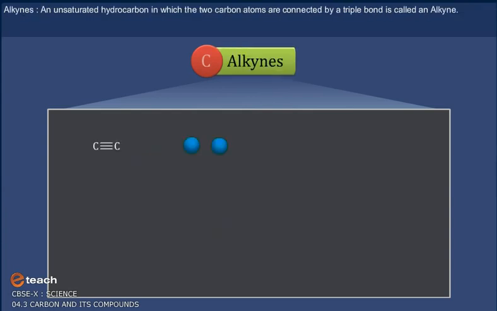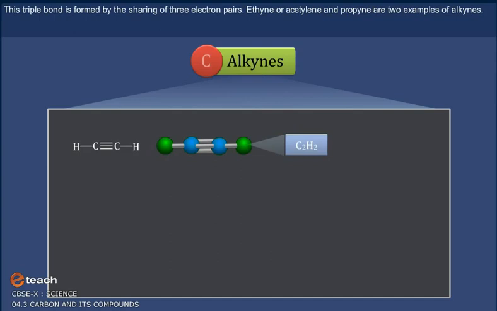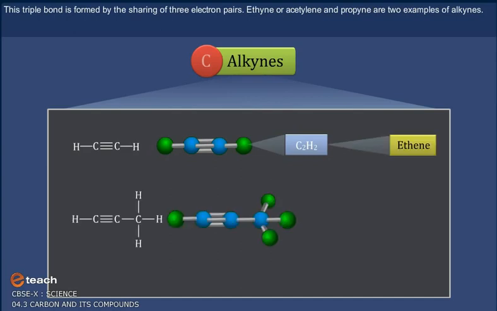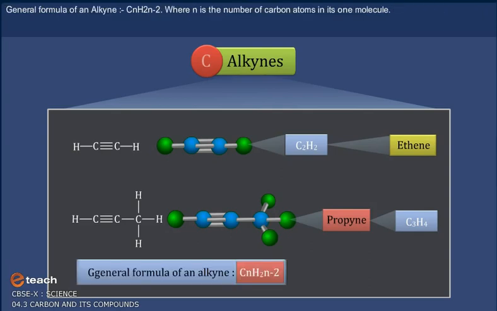Alkynes. An unsaturated hydrocarbon in which two carbon atoms are connected by a triple bond is called an alkyne. This triple bond is formed by the sharing of three electron pairs. Ethyne or acetylene and propyne are two examples of alkynes. The general formula of an alkyne is CnH2n-2, where n is the number of carbon atoms in one molecule.